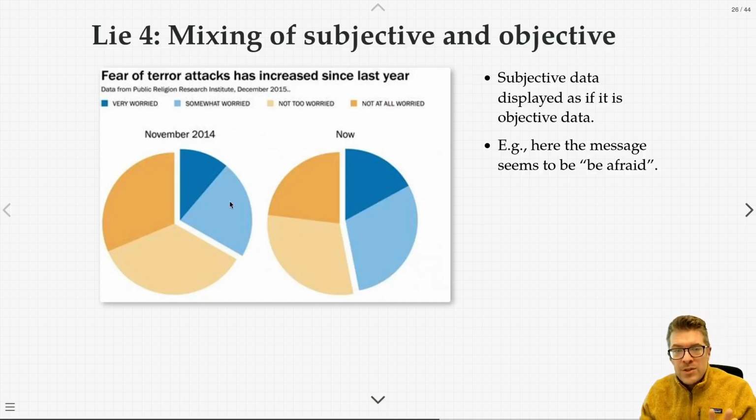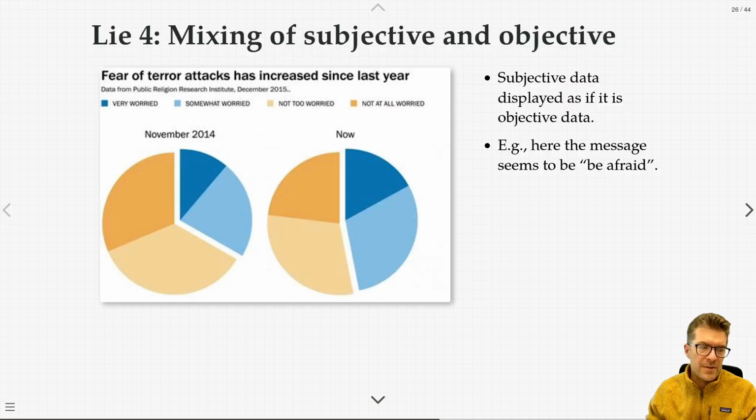But sometimes you see graphs like this, and you see how the fear of terror attacks, not too worried or not at all worried are in yellow, and very worried or somewhat worried are in blue. And you can see in 2014, the worried groups were in the clear minority, but now it's almost 50-50, right? I don't have citations for these graphs, but I think the notion here is that people look at this and suddenly worry: if people are worried about terror attacks, then something must be going on, and I should be worried about terror attacks also.